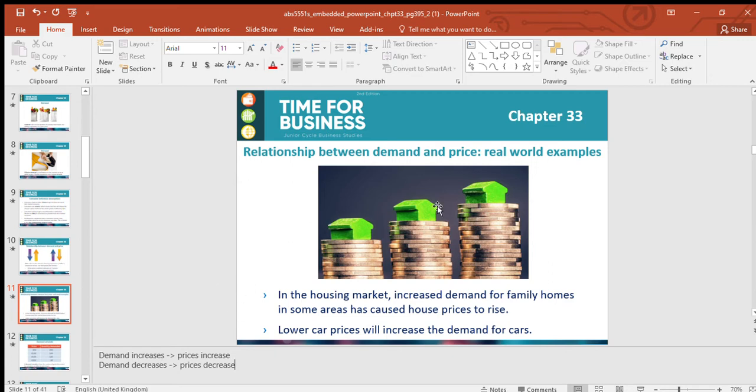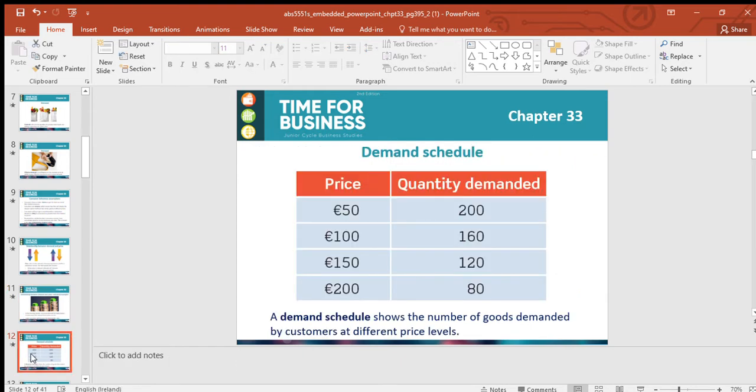We're looking at demand, supply. So demand is your heading at the top. As demand increases, price increases. The price goes up, and as demand decreases, the prices go down. The more people are interested in buying something, the more expensive that item becomes. As the demand goes down, the price generally goes down. So this is what we call a demand schedule.